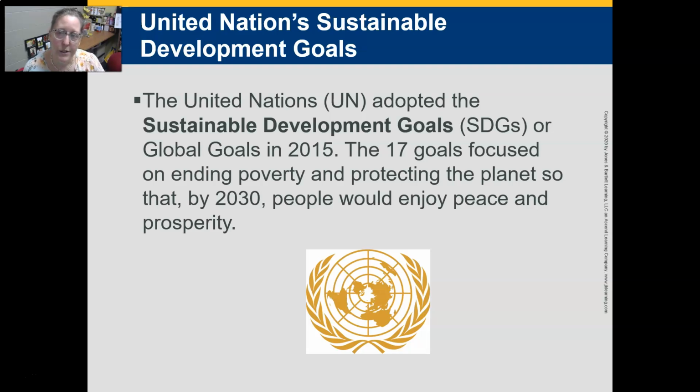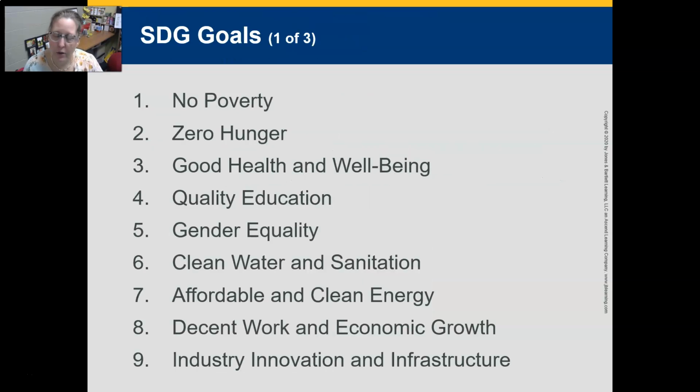All right, our second topic in this lesson is the United Nations Sustainable Development Goals, or the SDGs. The UN adopted these SDGs, or global goals, in 2015. There are 17 goals that are focused on ending poverty and protecting the planet so that by 2030, people would enjoy peace and prosperity. Worthy goals.